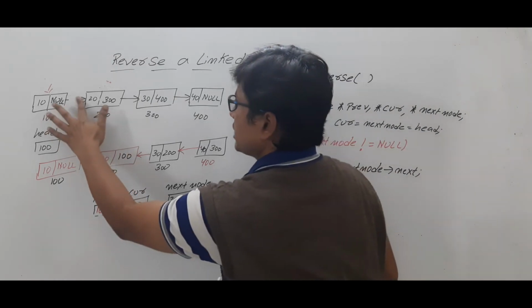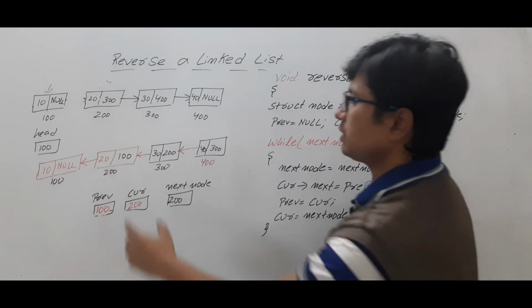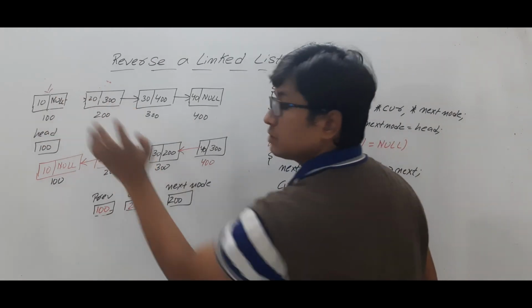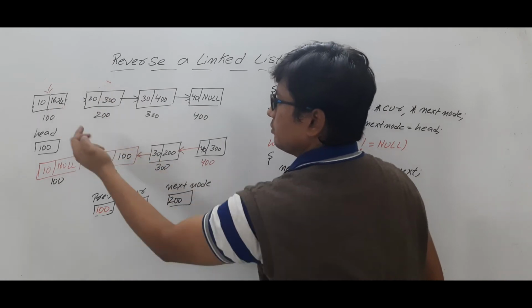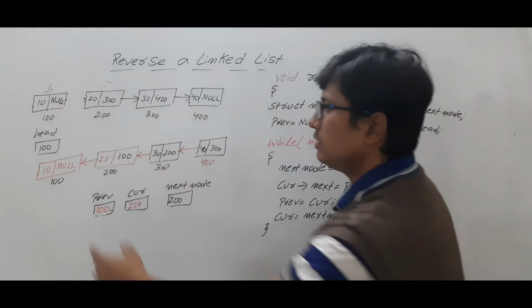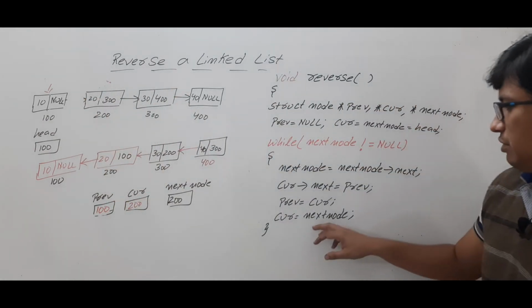Now this link has been broken. Are you able to understand? Now you have to create a link from this node to this node. How will you do it? You have to make it 100 here. This node's address is 100, you have to write it here. So let me discuss again for you.